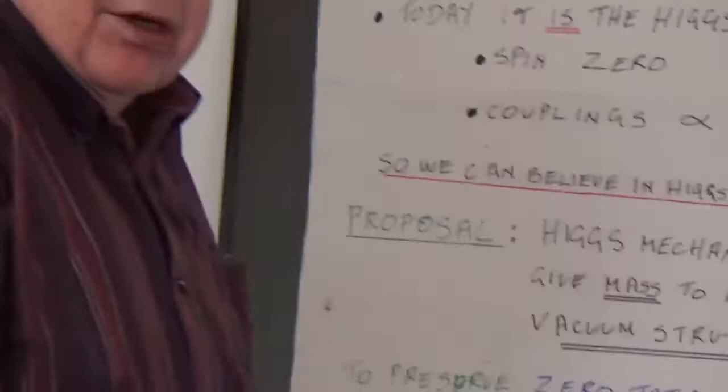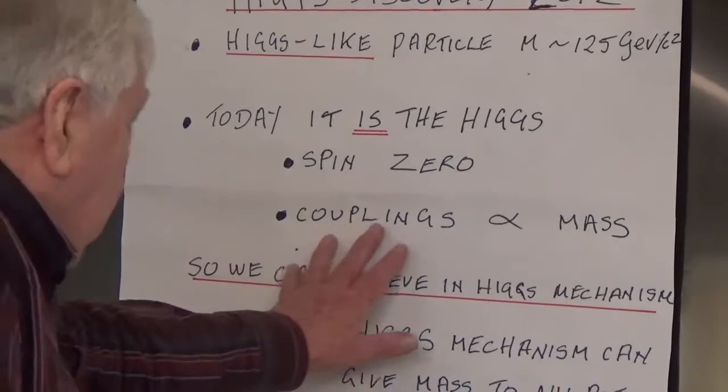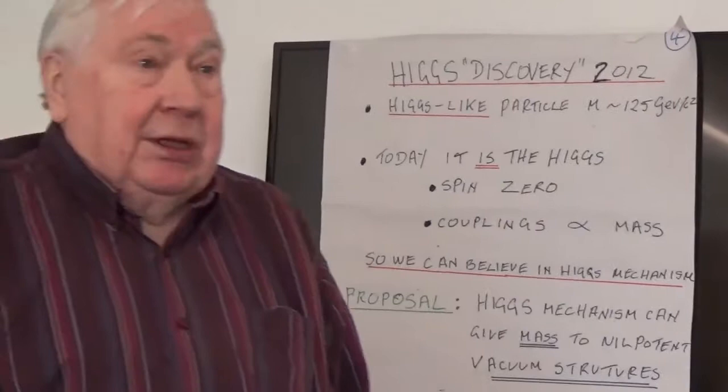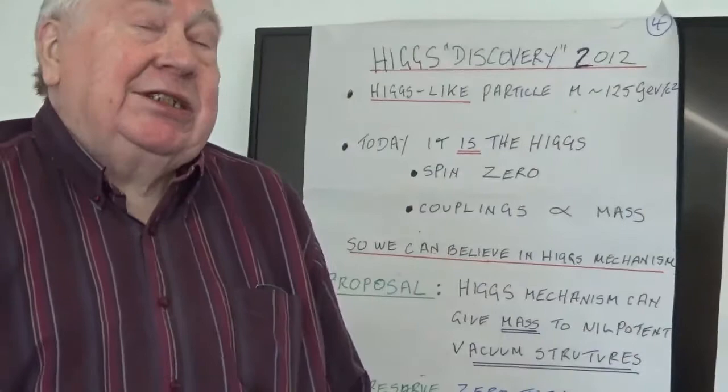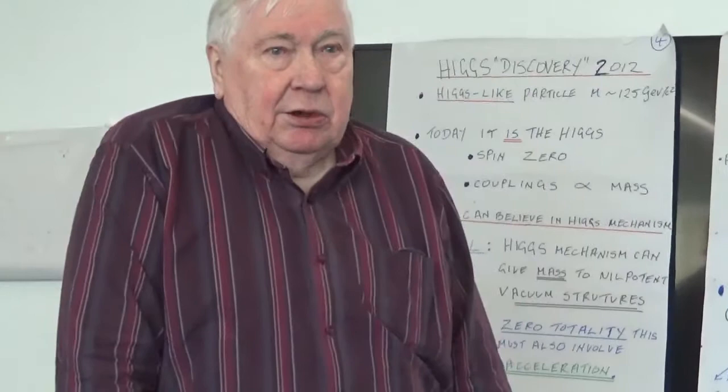And you can see two things. It is not only like the Higgs, it actually is spin zero, which the Higgs should be. And crucially, the couplings to particles depend on the mass. The bigger the mass of the particles that it interacts with, the bigger the couplings. And that is now experimentally determined. Okay? So the coupling goes as the mass, and that's exactly what the Higgs mechanism demanded. So I think today, we can now believe that the Higgs mechanism actually works.